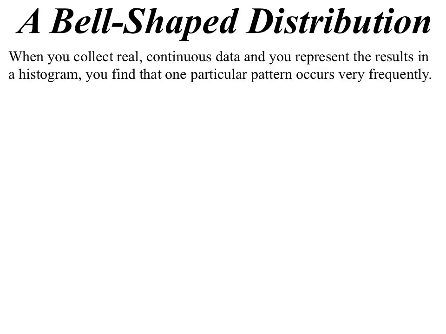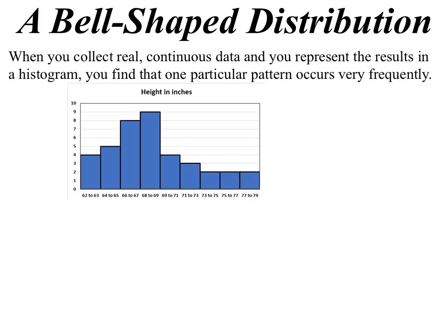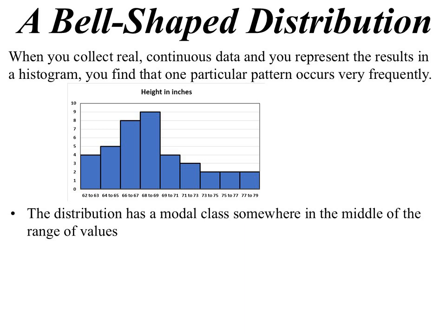The bell-shaped curve, the classic distribution. Now, it's surprising how often this pattern appears. So when we're collecting our data and we draw up a histogram, we often find this sort of pattern where it goes up and then it comes back down again. We find that the mode, or modal class in this case, is somewhere in the middle of the data.